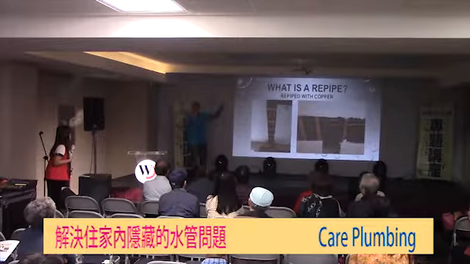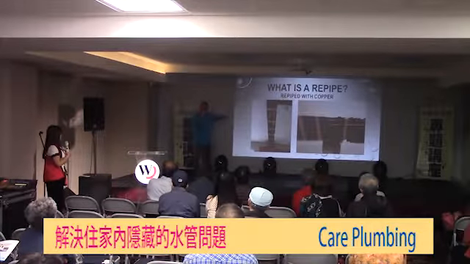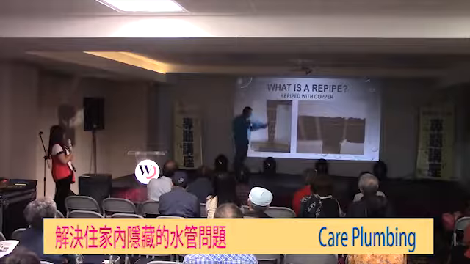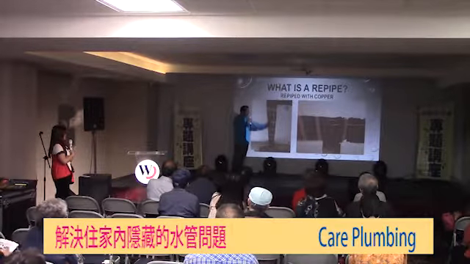How do we do the repipe? In order for us to change those pipes, we have to open the walls and the ceilings to run the new pipes. That's an example of a copper repipe where we have to open the walls to run the pipes.